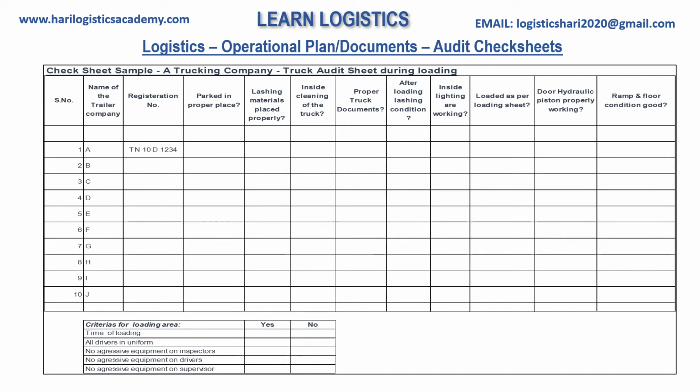And hydraulic: some vehicles will contain hydraulic doors, and some may contain hydraulic pistons or other mechanisms, so whether they are working properly or not. Then some vehicles may have a ramp, and the door may also work as a ramp, so all those should be in proper working condition. This is a check sheet of that.